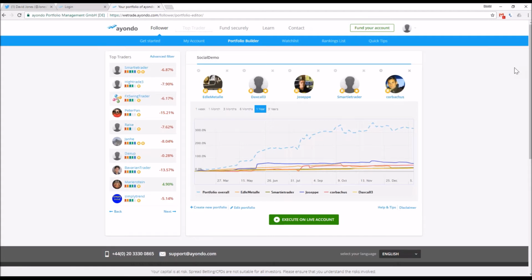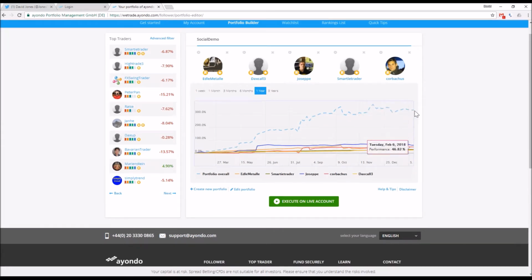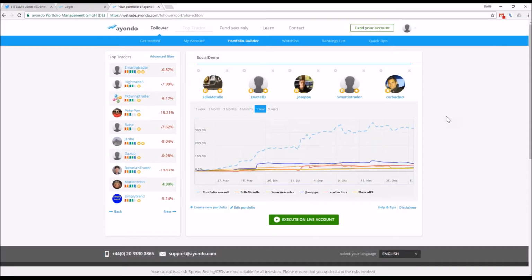So what it does down here, it gives me an idealized version over the last year, how much would I have made, and more than 300%. If I completely replicated their performance following these traders over the last year, that's how much return I would have made. Unfortunately, of course, we can't go back in time and follow them all from a year ago. But it gives us an idea of what our P&L would look like. But there's a few more steps we need to do before we actually get these guys going.